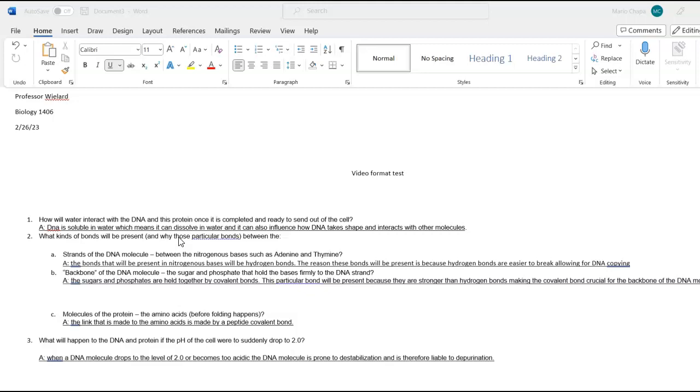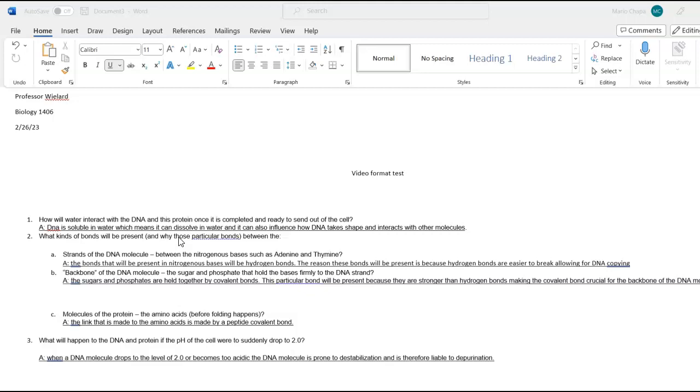Question number two. What kind of bonds will be present, and why those particular bonds, between the strands of the DNA molecule, between the nitrogenous bases such as adenine and thymine? The bonds that will be present in the nitrogenous bases will be hydrogen bonds. The reason these bonds will be present is because hydrogen bonds are easier to break, allowing for DNA copying.